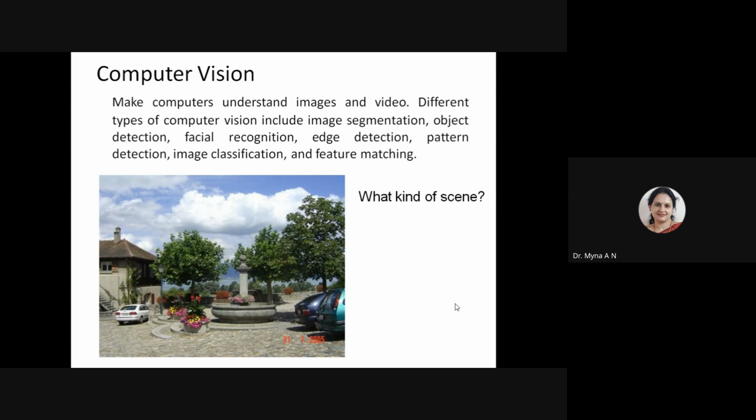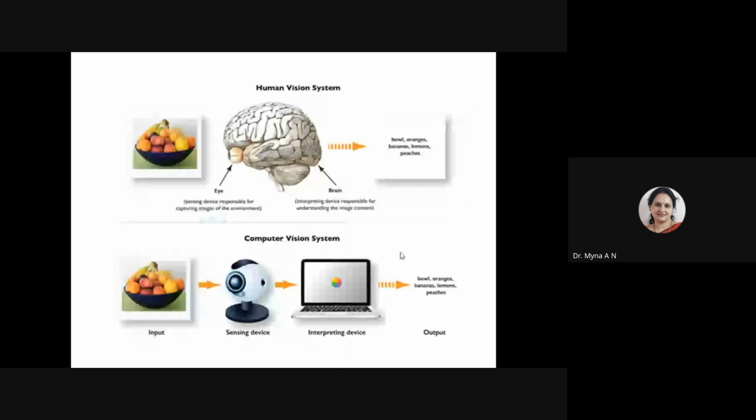So we have to develop algorithms for computers to have this visual perception. For example, what kind of scene it is, where the cars are, how far the building is, etc. And that is a part of computer vision.